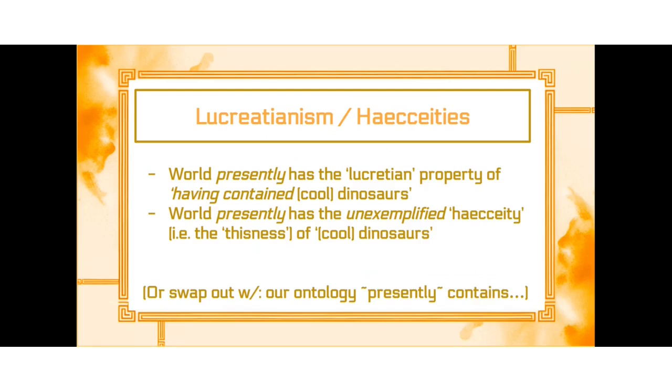Lucretianism and Hesiod's strategies, which are very similar, essentially say that there's some property or some thisness of the world that the world presently has that either encodes past states, you know, a property of having contained cool dinosaurs, or it's this unexemplified property. So when Socrates was alive, there was Socraticity, which explains who he was. And Hesiod's approach is to say, even when Socrates died, the Hesiodium, the thisness, just continued to exist, and exist presently in the world. So you can talk about them, and that's how we think about these past statements.